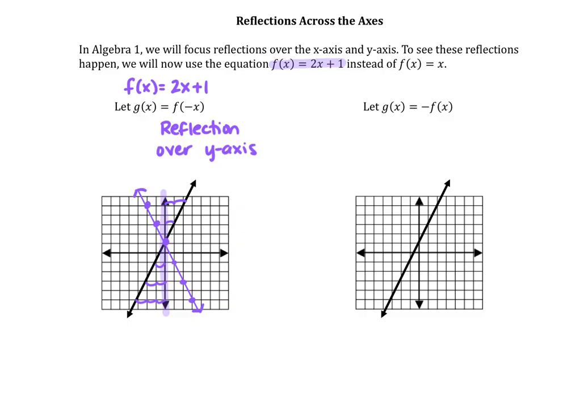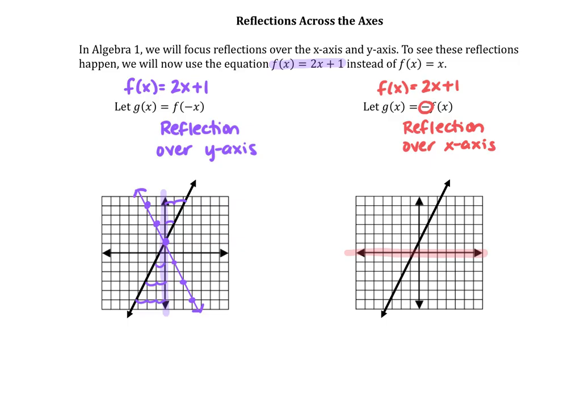Now, look at the second problem. Again, I'm using the same original function of 2x plus 1, but this time you'll notice that my negative is out in front of the f. This is going to be a reflection over the x-axis. So that's going to mirror all of my images, but this time I'm going to be flipping it up and down instead of left and right.